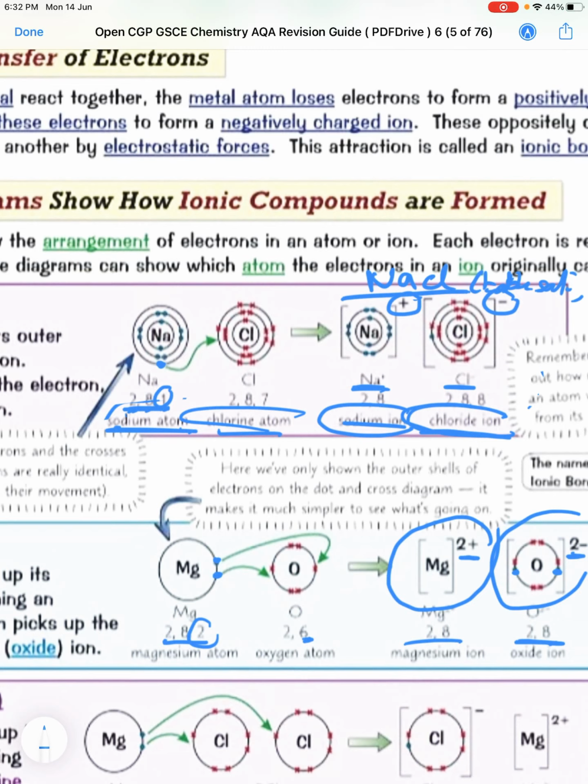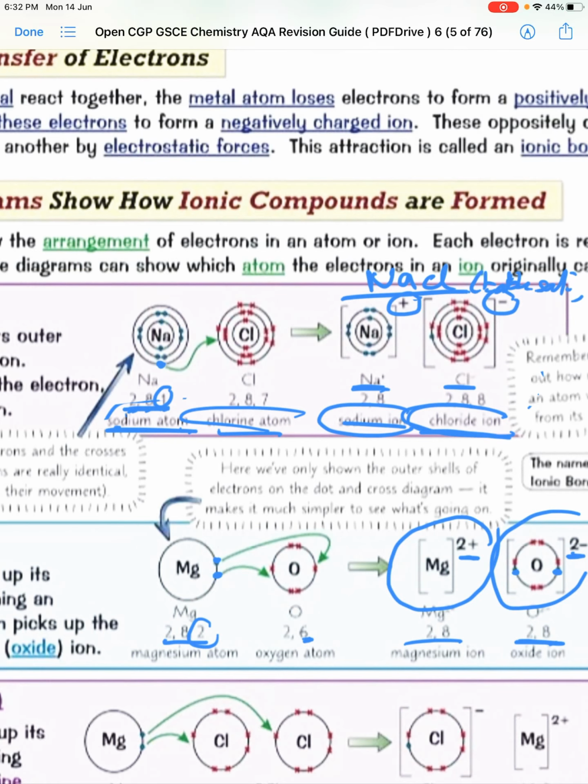This attraction between the 2 oppositely charged ions, and what forms these ions initially, is the losing of the electrons in the metals and gaining of the electrons in the non-metals. That's why the metals will always form a positive ion, because they always tend to lose electrons. The non-metals will form negative ions all the time because they tend to gain electrons.